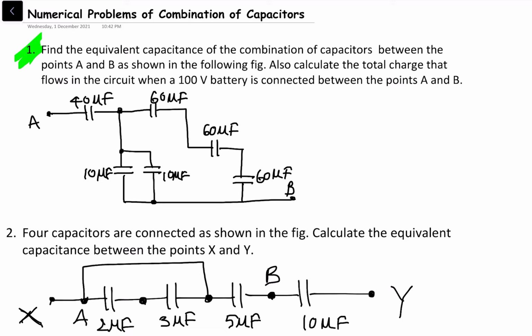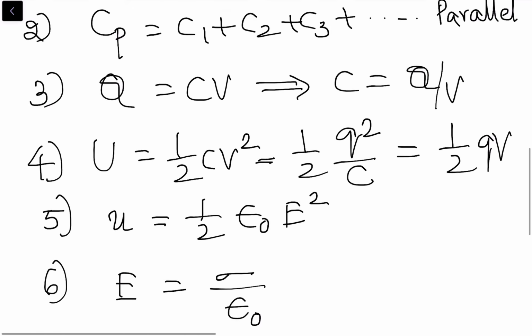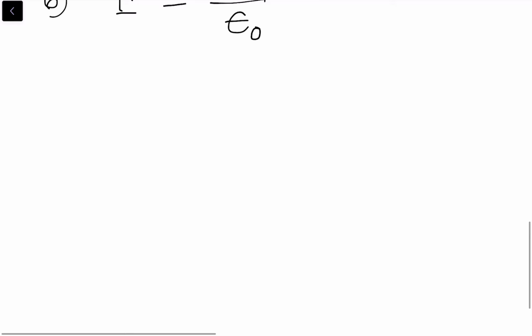Find the equivalent capacitance of the combination of capacitors between the points A and B as shown in the following figure. Also calculate the total charge that flows in the circuit when a 100-volt battery is connected between the points A and B. So let us analyze the circuit and let us go slowly and try to understand. Our circuit is like this.